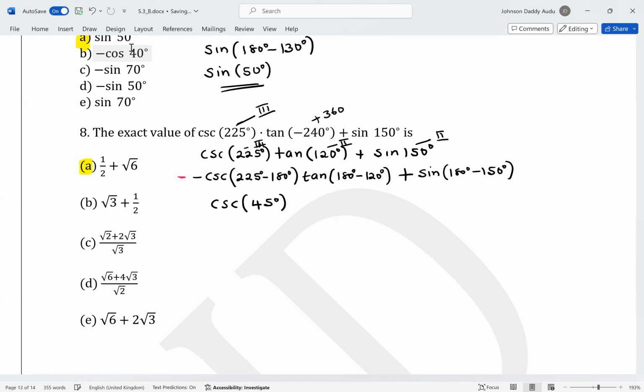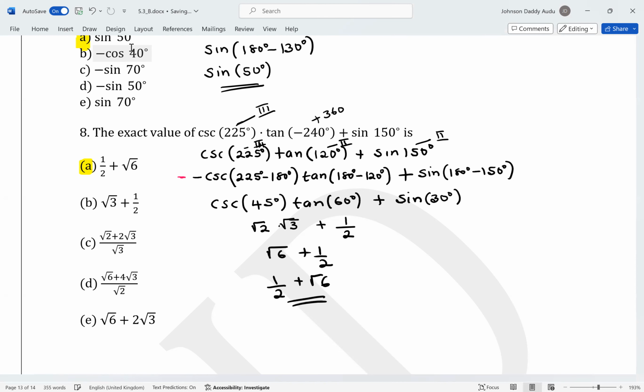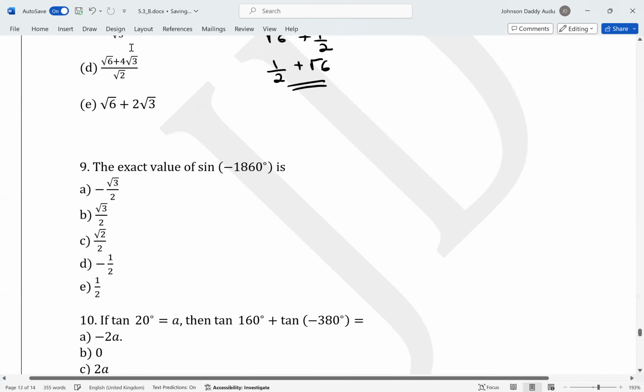45 degree, right? And this is tan of 60 degree, then plus sine of 30 degrees. Cosec 45 is just root 2, right? Then tan 60 is root of 3. Then plus sine 30 is 1 over 2. So this is just root 2 plus root 3 plus half, which is the same thing as half plus root of 6. Okay.